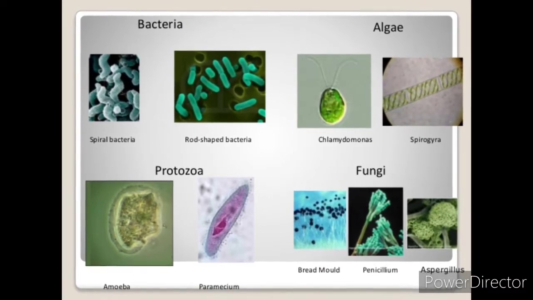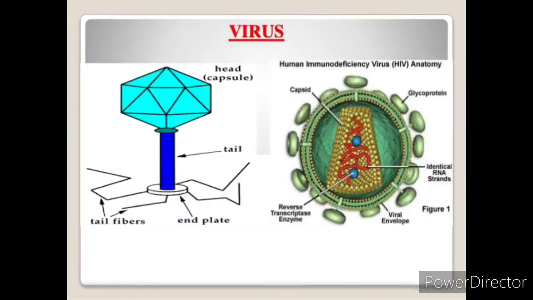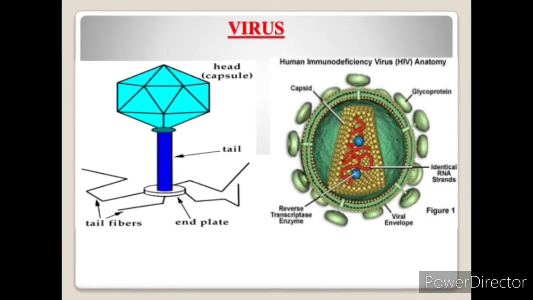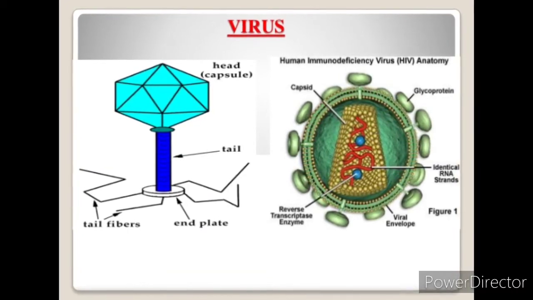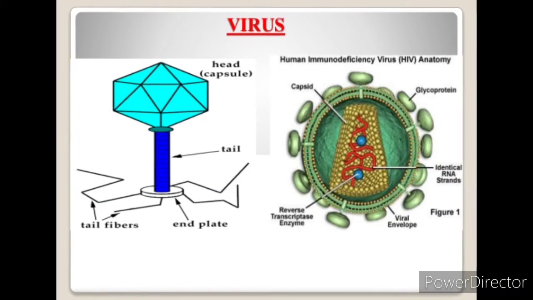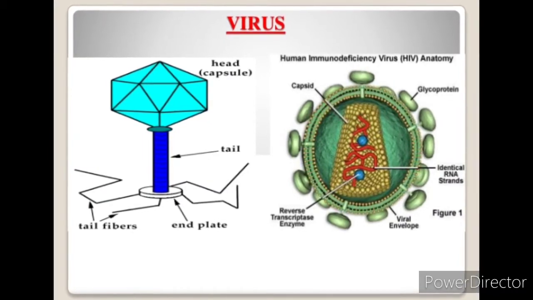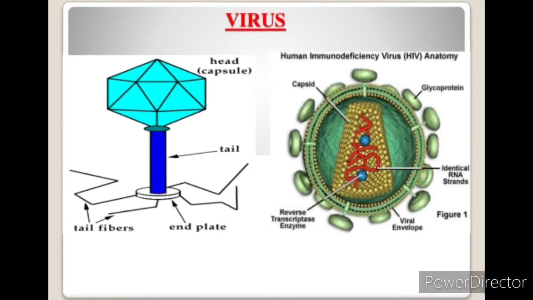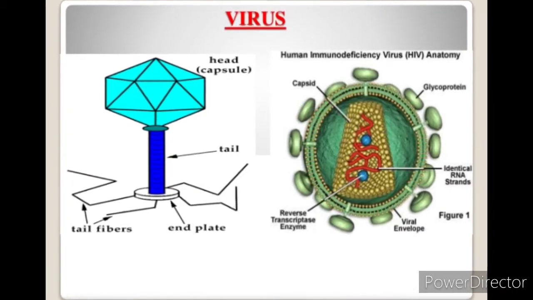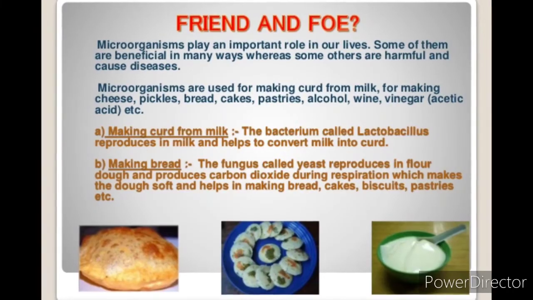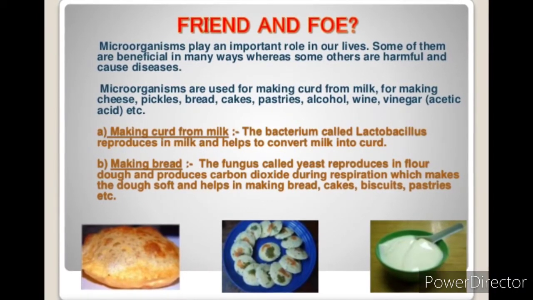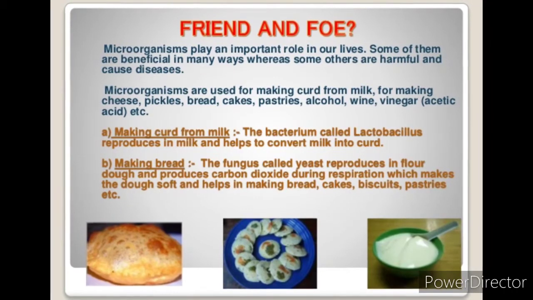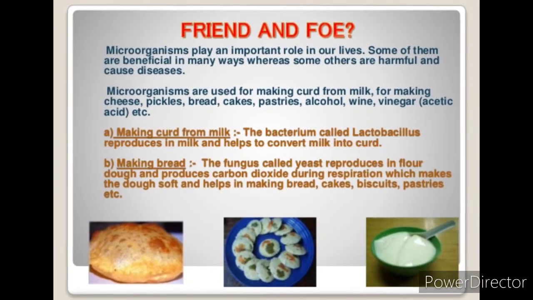Viruses always go through the parasitic life cycle. They will affect the host cell and kill the host cell by bringing all the cell under their control. Let us think about microorganisms: are they our friends or foes? Microorganisms play an important role in our lives. Sometimes they may be beneficial and sometimes they are harmful too.